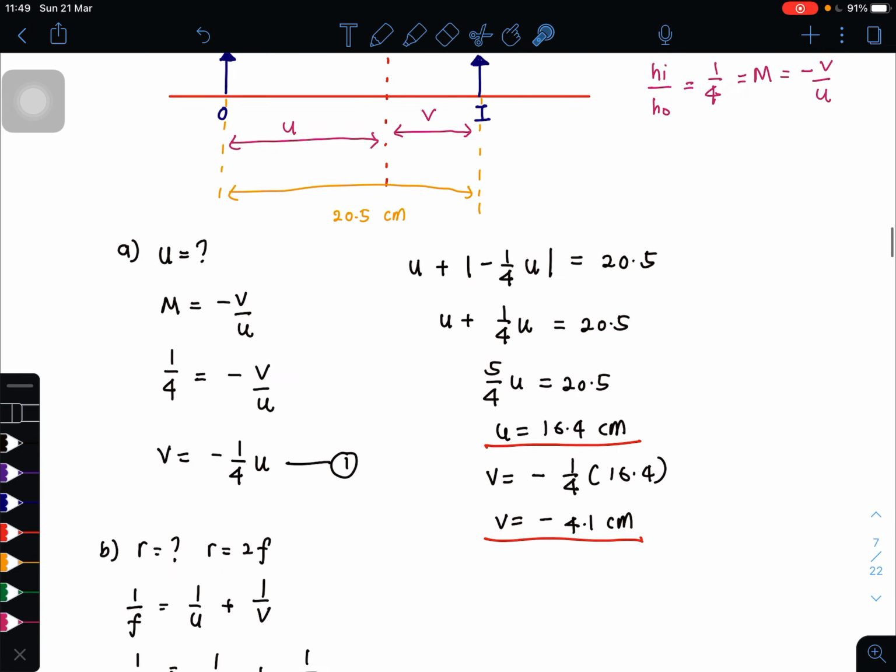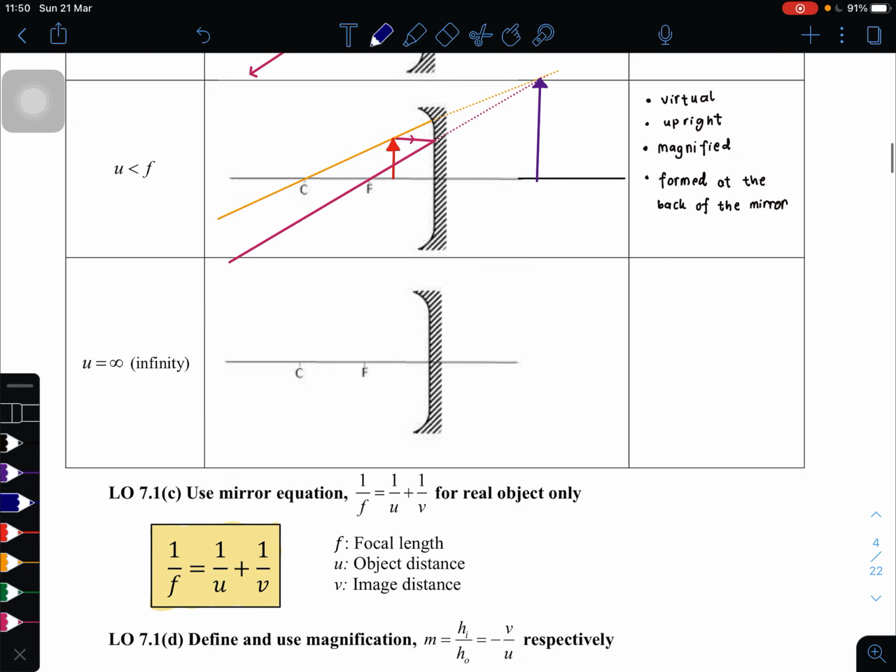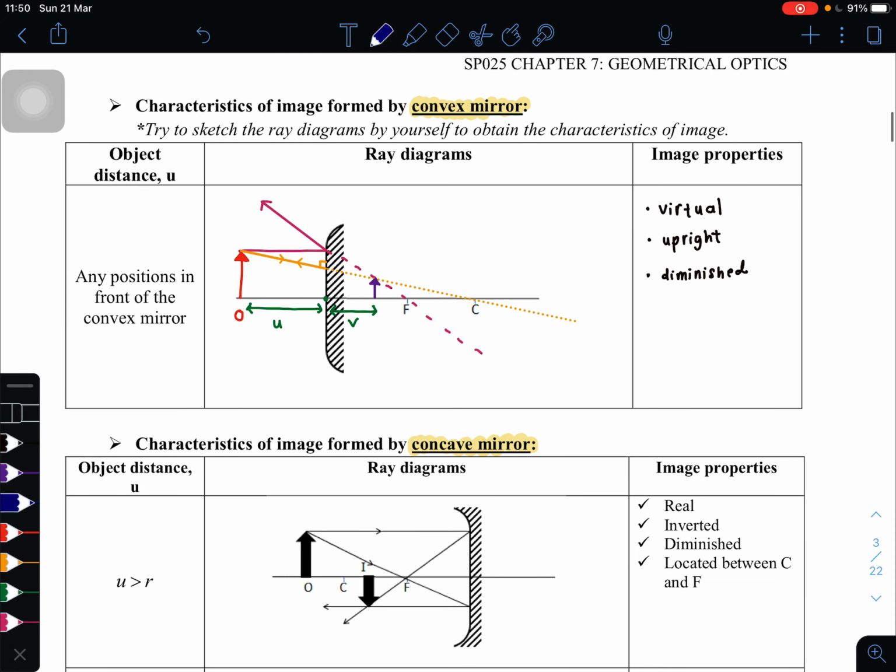Okay, so next one, sketch and label a ray diagram to show the formation of the image. Now we want to sketch the ray diagram here. So remember we always start with one line here, and since it is a convex mirror, draw the shape of the convex. So something like this, and then this will be the back of the mirror. Then we label the value for F, the focal length, and the value for C, which is the center of curvature. So for a convex mirror, F and C must always be at the back.